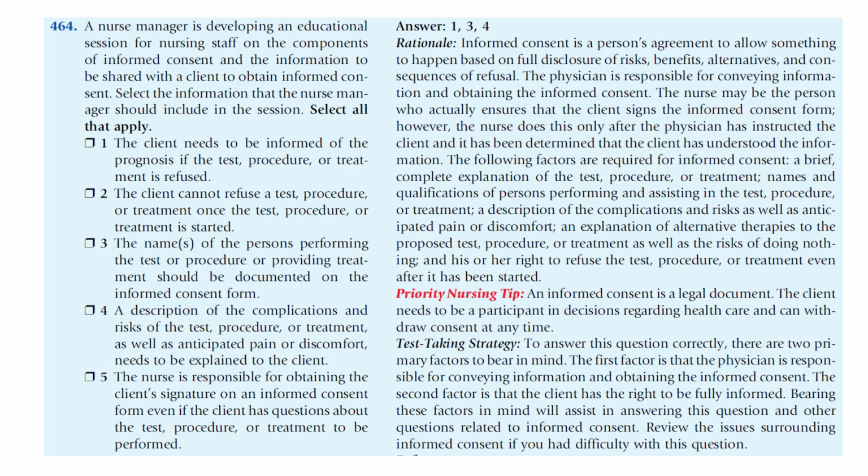1. The client needs to be informed of the prognosis if the test, procedure, or treatment is refused. 2. The client cannot refuse a test, procedure, or treatment once the test, procedure, or treatment is started. 3. The name of the persons performing the test or procedure or providing treatment should be documented on the informed consent form. 4. A description of the complications and risks of the test, procedure, or treatment, as well as anticipated pain or discomfort, needs to be explained to the client.